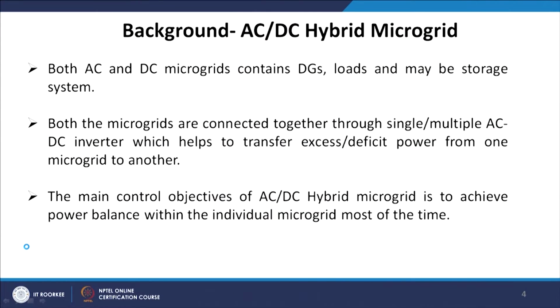Now, please try to understand. Let us say my AC microgrid may have excess power that needs to be transferred to my DC, and vice versa. I may have a DC microgrid which may have excess power that can go back to my AC grid. The main control objective of AC-DC hybrid microgrid is to achieve power balance within the individual microgrids most of the time, because we have to balance your AC-DC microgrid even when you are along with the grid, but you have to balance your energy very frequently.